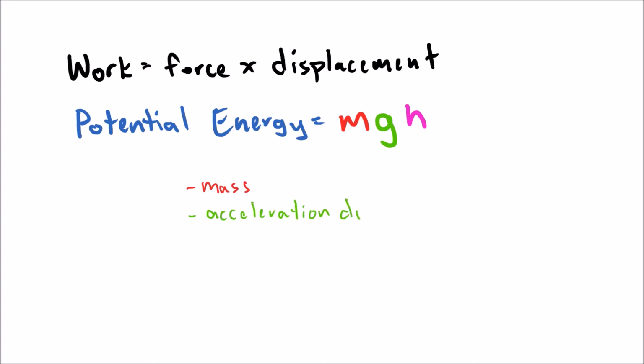For potential energy, it is the product of mass, acceleration due to gravity, and height. With the concept of potential energy, since objects are held in place by the gravity of the Earth, the g is equal to 9.8 meters per second squared, which is a constant value.